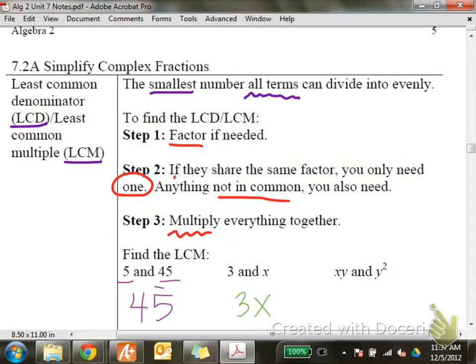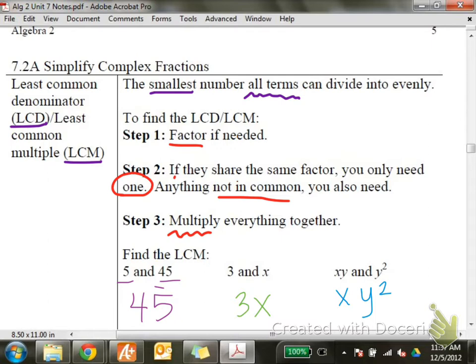Okay, so what about xy and y to the second? What's the smallest thing that both of those terms go into? xy, and y is to what power? The second. Think about it. y squared goes into xy squared, and xy goes into xy squared. We don't have to put a y to the third because it's not the smallest one.